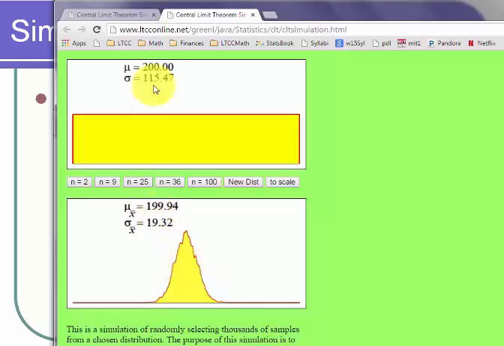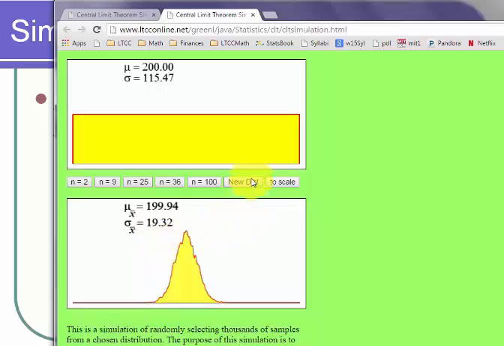Notice the mean stayed about the same, but the standard deviation didn't. It got reduced. We started with about 115, and we ended up with about 19. And notice that 115 divided by the square root of 36, 115 divided by 6 is around 19.32. Not that far off. So that's going to be our big theorem of the day.